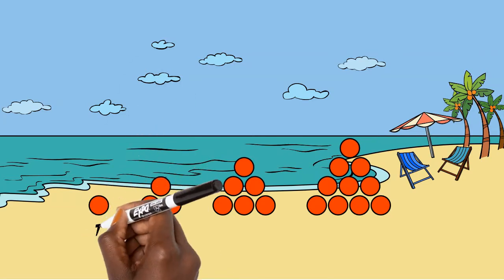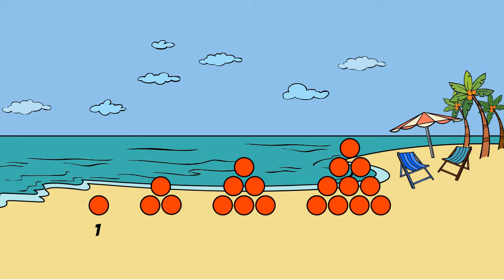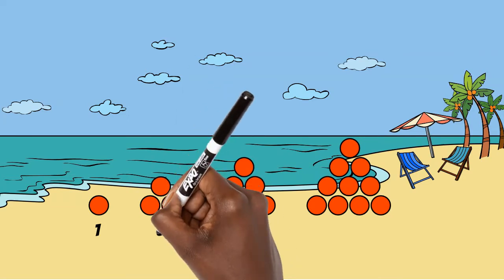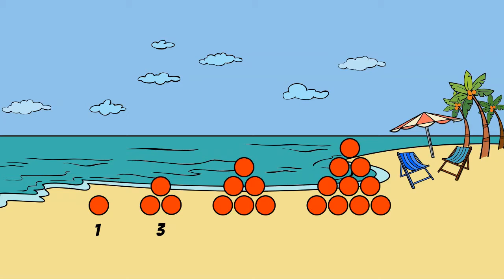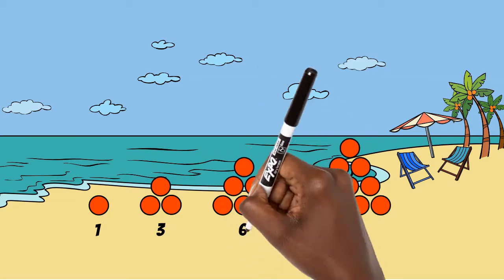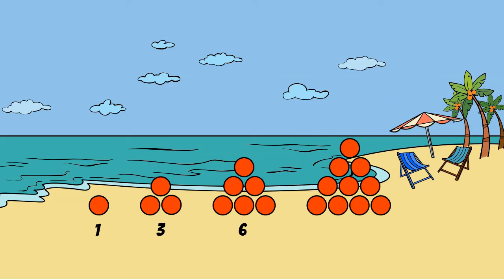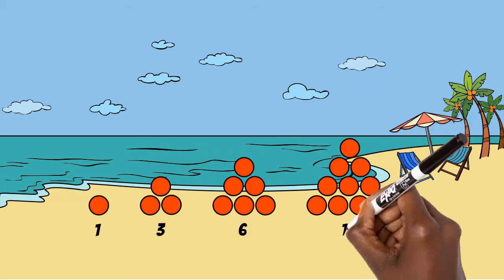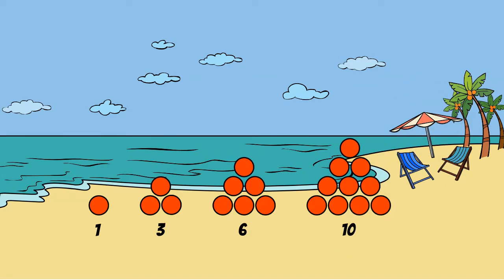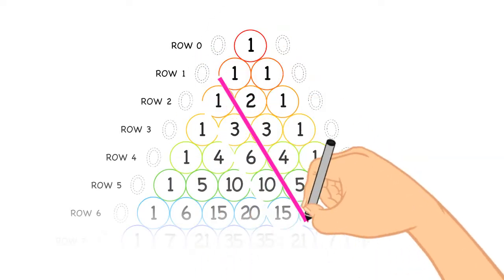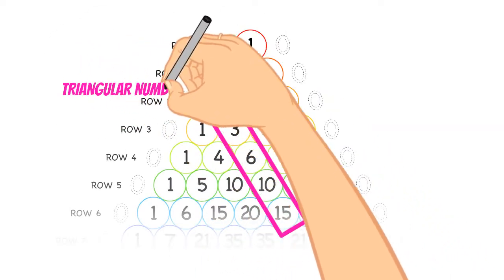The first triangle has 1 dot. The second triangle has 1 plus 2 equals 3 dots. The third triangle has 1 plus 2 plus 3 equals 6 dots. The fourth has 1 plus 2 plus 3 plus 4 equals 10 dots. You can keep going like this and get an infinite list of these numbers. These triangular numbers are just the numbers you get from a continued summation of the natural numbers. I can see why this shows up in Pascal's triangle here on the third diagonal of Pascal's triangle.